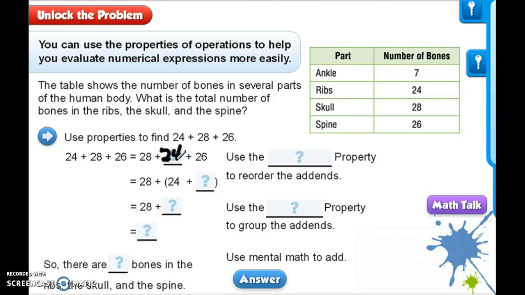So then what did they do here? They grouped 24 and what number in parentheses? 26. Okay? So they used the commutative property, then they grouped 24 and 26. Why do you think they grouped 24 and 26? Because it makes it easy. It does. It makes the number what? 50. And that would be easy to add to 28. So here they use the associative property. Then they added 50 plus 28 to get 78. It says use mental math. And if you look for those combinations, like the 6 and the 4, we're going to make 10, right? So we knew we would have a 0 there, and that would make it easier to add. So there are 78 bones in the skull and the spine.